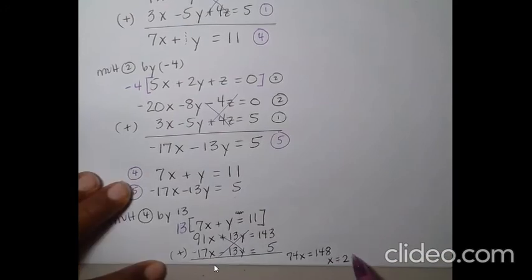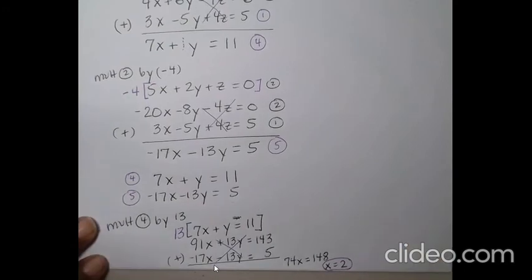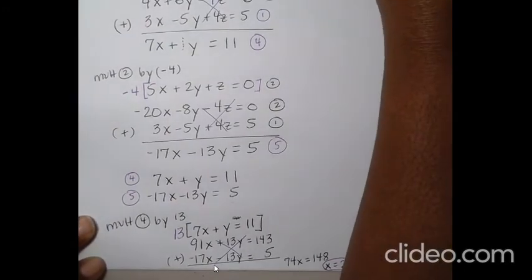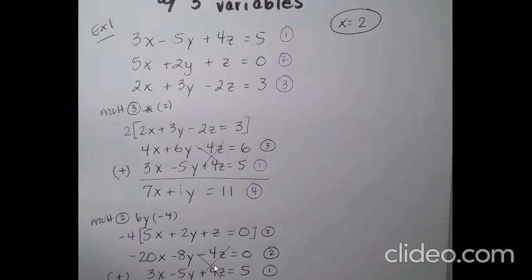Okay, we finally have one variable after a lot of work. We have one variable that we can now work with. We've determined that x equals 2. I'm putting this at the top of the page so we can know where we're going from here.